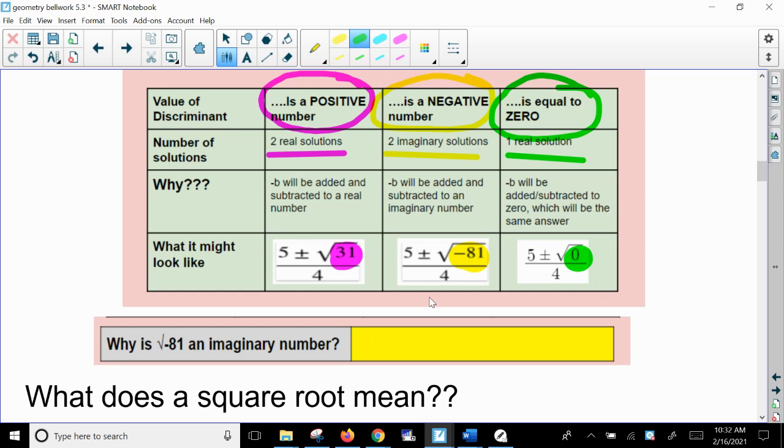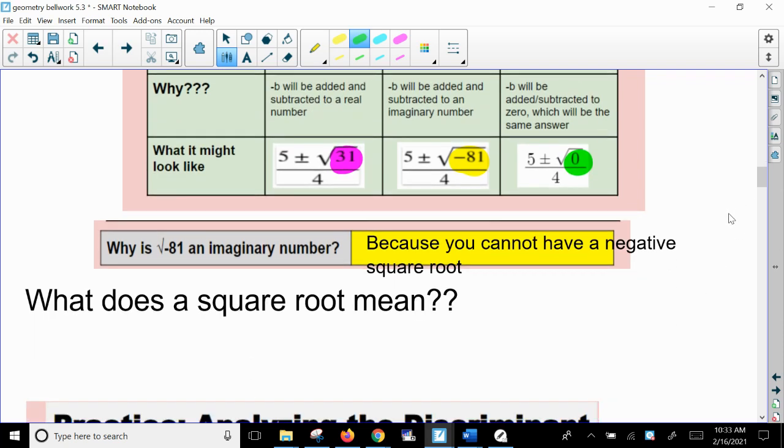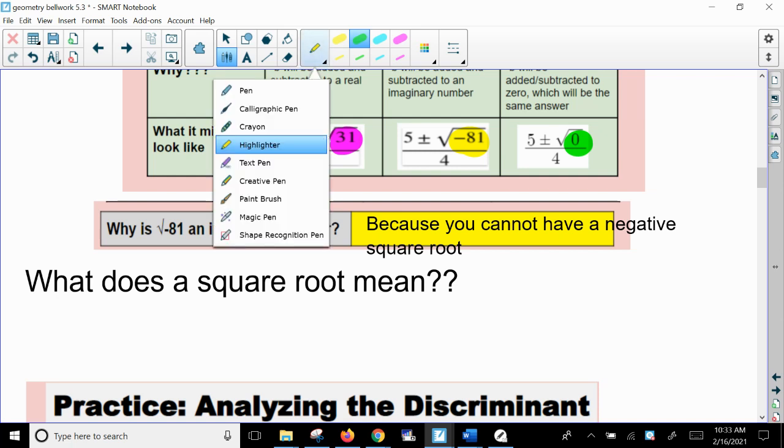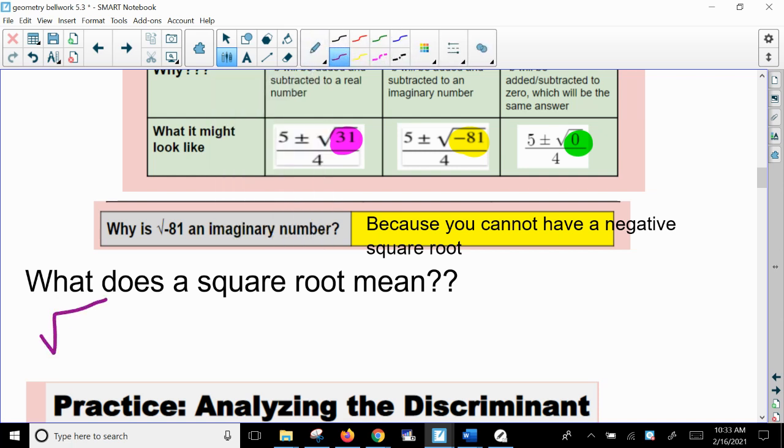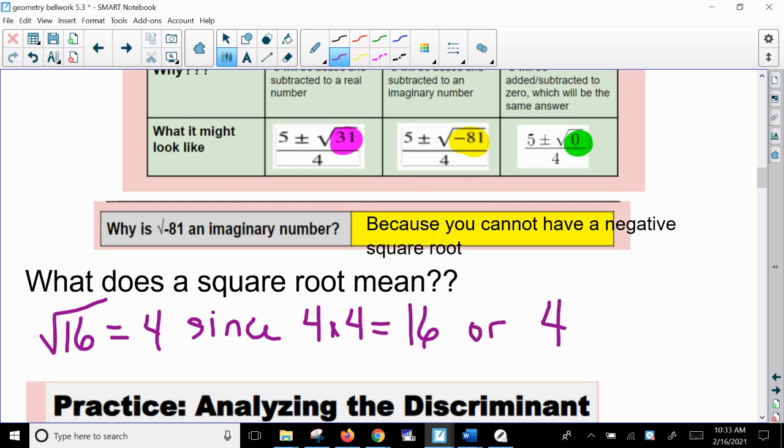So let's talk about the square root of negative 81. Why is the square root of negative 81 an imaginary number? Well, if you try to put the square root of negative 81 in your calculator, it will say error or undefined. And that is because you cannot have a negative under the square root. Well, why not? What does the square root mean? For example, the square root of 16 is 4. The reason why it's 4 is because we know that 4 times 4 equals 16. Or that's the same as saying 4 squared equals 16.